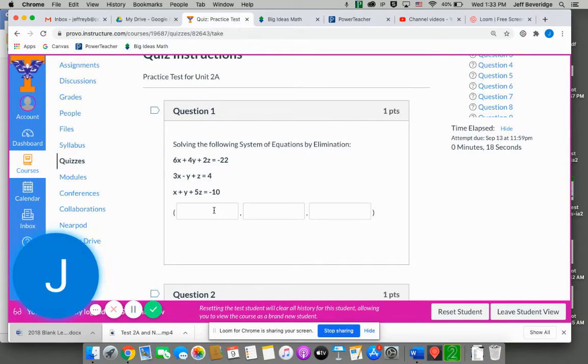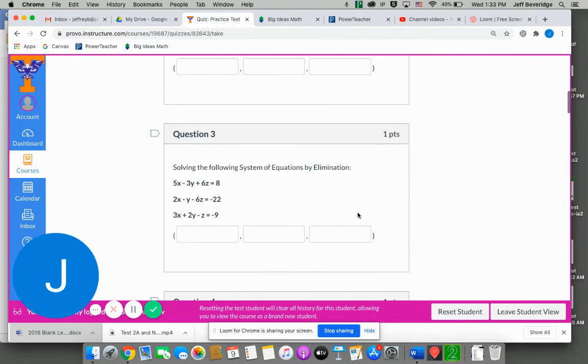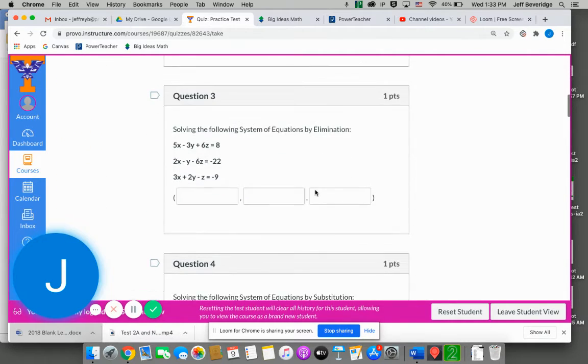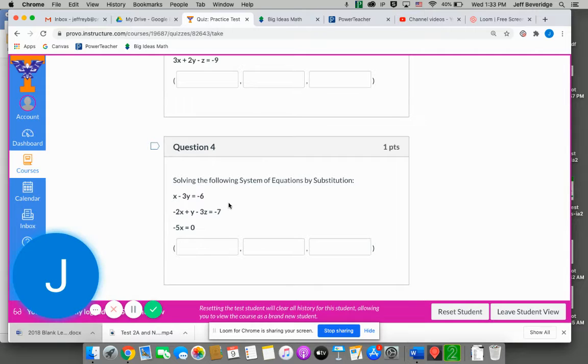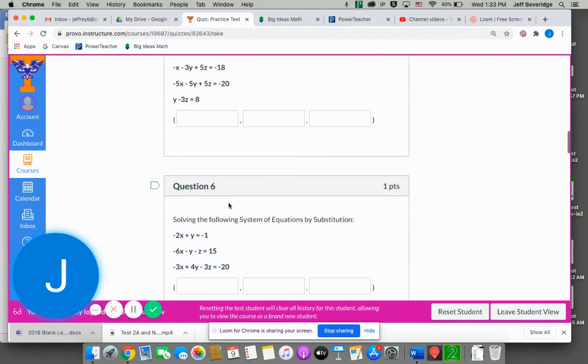For eliminations, you'll come in here and type in your answers like this: -3, 2, 5, something like that. This is going to be your x value, your y, and your z. You're going to solve this by elimination, and then find your x, your y, and your z and plug it in like that. I have 3 practice elimination problems, and then I have 3 substitution practice problems.